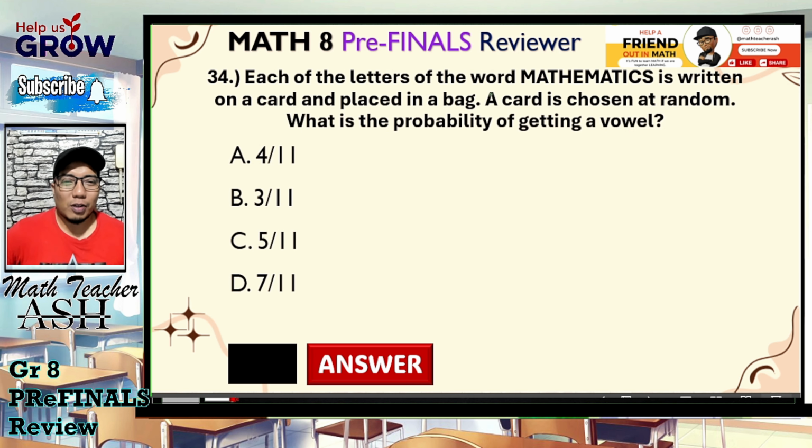Each of the letters of the word mathematics is written on a card and placed in a bag. A card is chosen at random. What is the probability of getting a vowel? Is it A, 4 out of 11, B, 3 out of 11, C, 5 out of 11, or D, 7 out of 11? I'll give you 5 seconds to think about your answer.